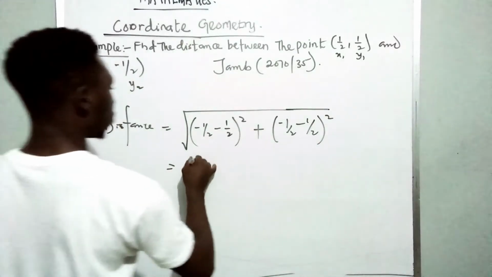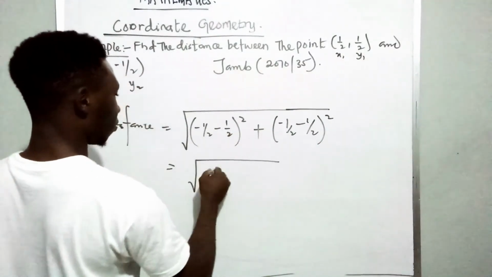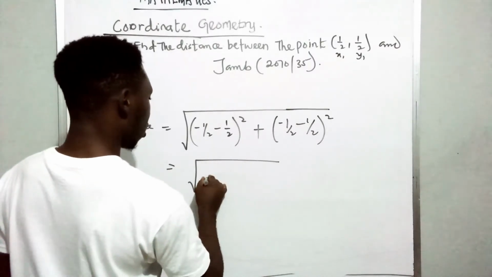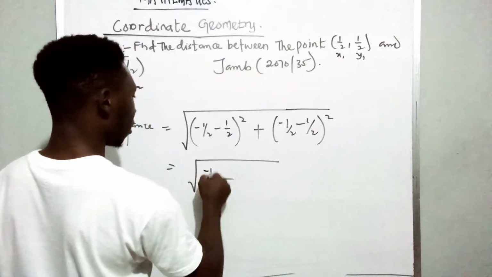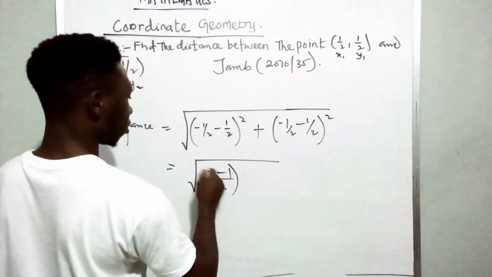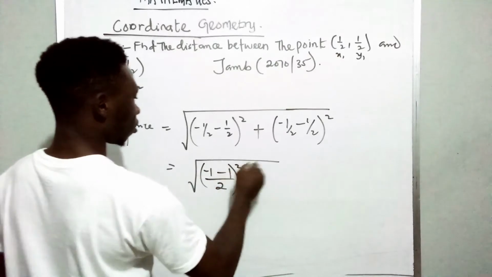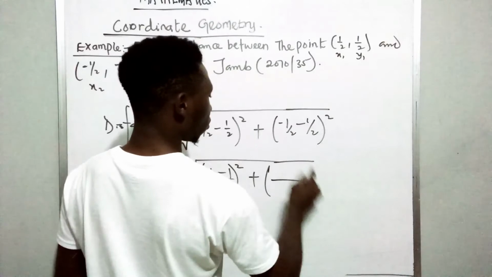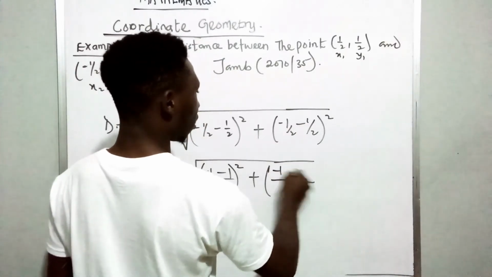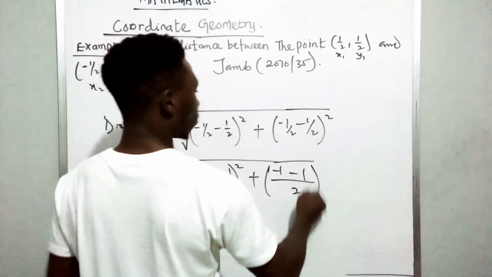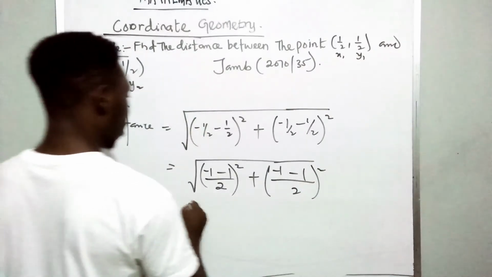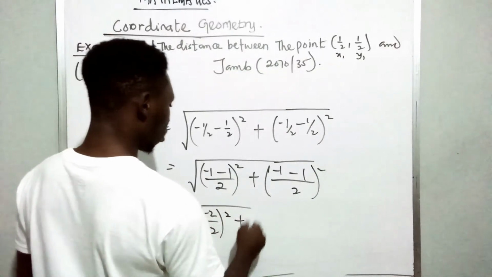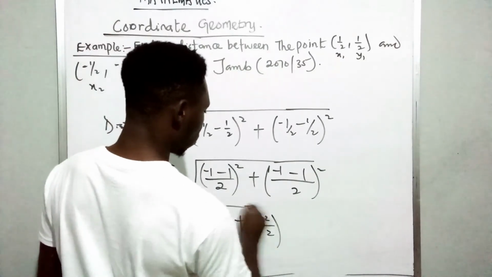So this is equal to, the LCM here is 2. So this is 2 over 2 minus 1, minus 1, squared, plus, you look for your LCM, that's 2. 2 divided by 2, 1. 1 times minus 1 minus 1. Don't forget the square. So this is now the square root of minus 2 divided by 2 squared plus minus 2 divided by 2 squared.